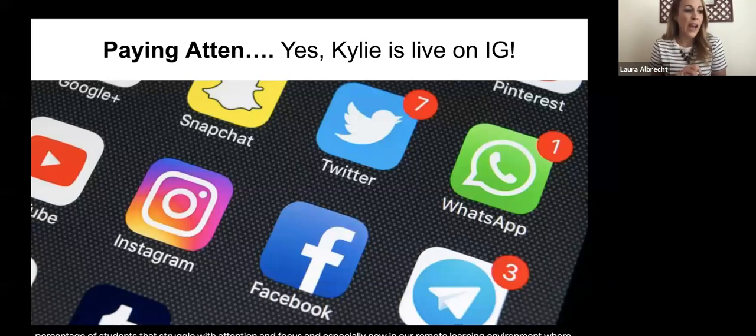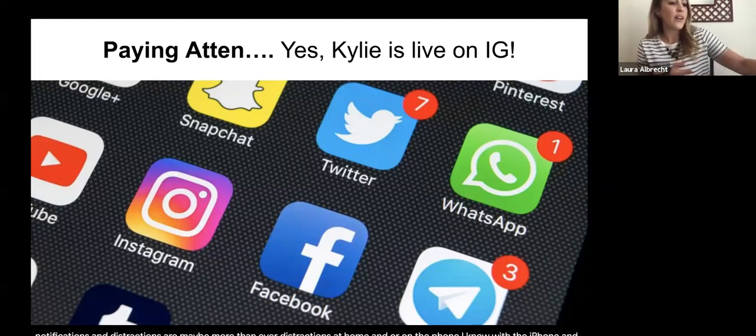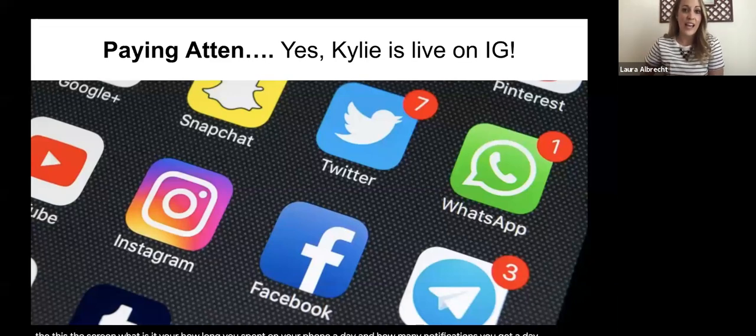I know with the iPhone, the screen time shows how long you've spent on your phone a day and how many notifications you get a day. Sometimes at the end of the day, I look at that and I'm overwhelmed myself at how many dings I've gotten and how many emails I've gotten all in one day. So that's for adults. Think about students. It is hard to pay attention and stay focused when we have all of these other distractions.